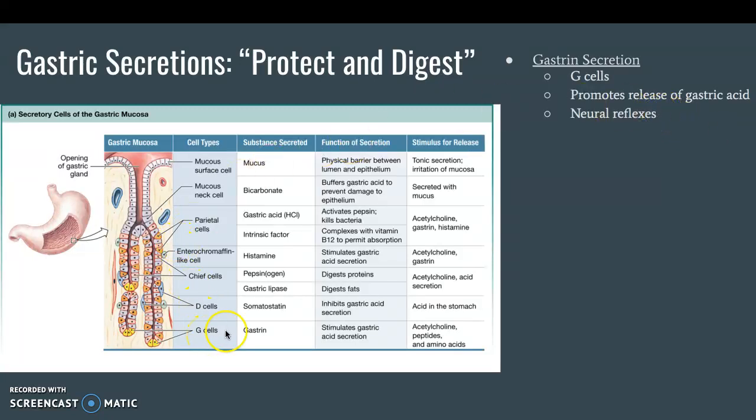So G cells stimulate secretion of gastrin, that stimulates the gastric acid to secrete. And it also talks about stimulus for release, so acetylcholine, peptides, and amino acids will also stimulate the secretion of this gastric acid, so that's good to know as well. As far as the actual secretion of the acid, it is secreted by parietal cells in the lumen, and the amount of acid secreted in the stomach is actually 1 to 3 liters per day, so it's a substantial amount. This secretion activates pepsin, which digests proteins.